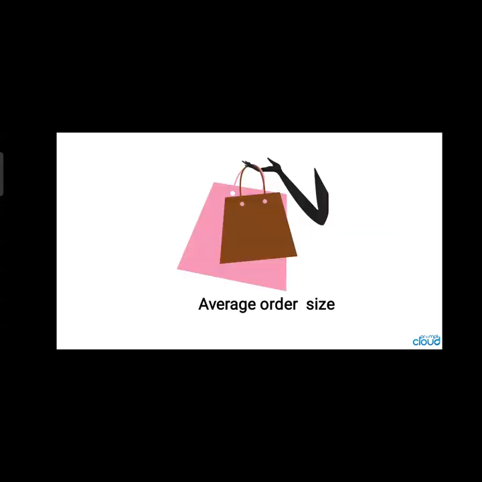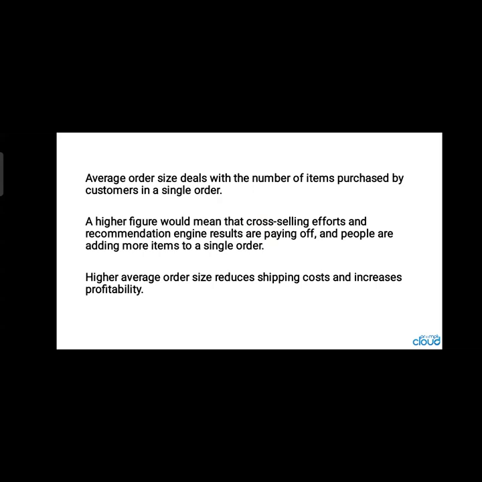Now, average order size. Average order size deals with the number of items purchased by customers in a single order. Is it minimum, optimum, maximum, low, average, or high? That depends on different categories. A higher figure would mean that cross-selling efforts and recommendation engine results are paying off, and people are adding more items to a single order.